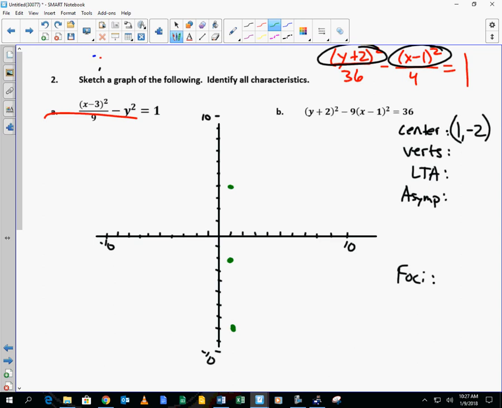And then how far to the side will I move? 2 each way, right? So 1, 2, so over to 3, and then 2 the other way, so I'll be back to -1. And you can start to sketch that box then. I've got it. Okay, I'm going to draw my asymptotes.